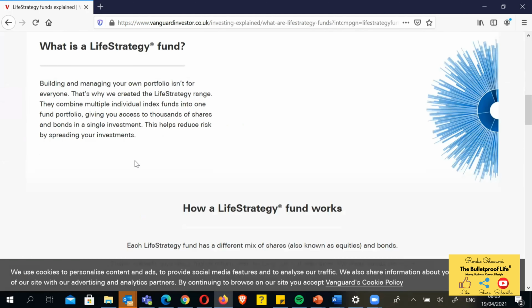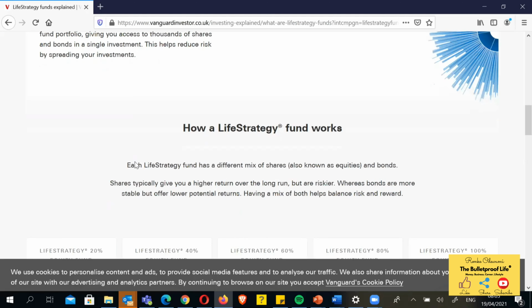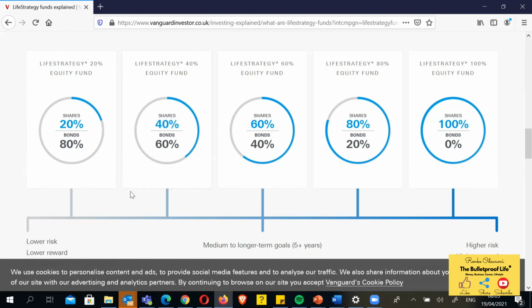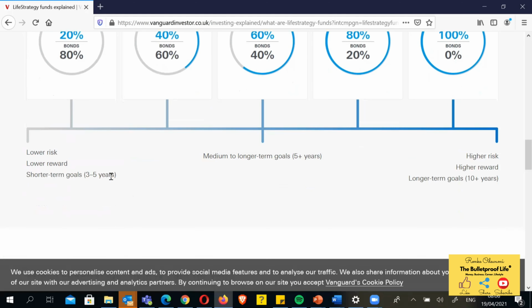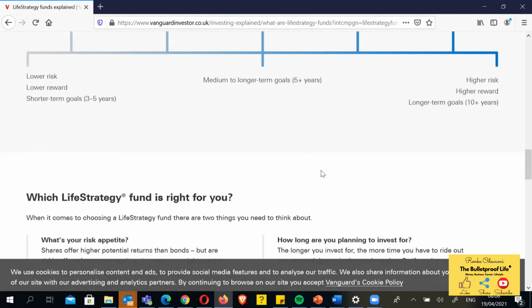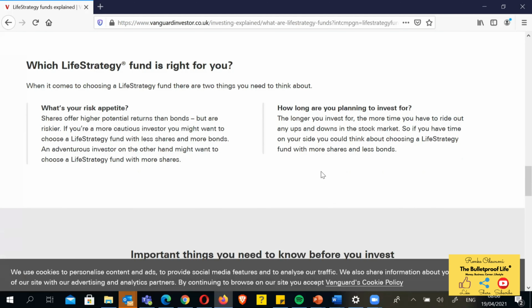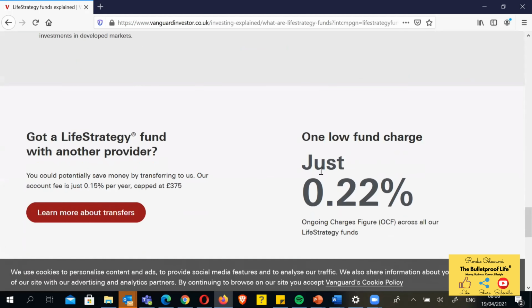So life strategy fund, mixture of shares, equities, and bonds. That's basically what it is. And this page breaks it down further, what I just explained about it being a mix of shares and bonds, and it's medium to long-term goals, 5+ years. I always say that you need to invest for at least 3 years for you to reap the benefits of your investment. So that is one thing I'm repeating here again. You need to invest for at least 3 to 5 years.